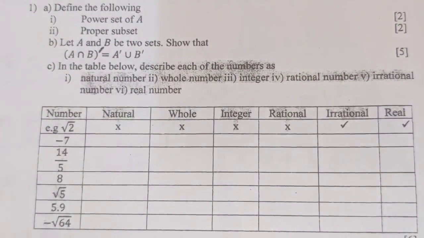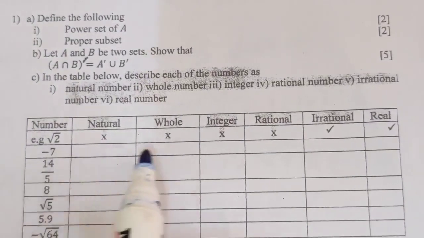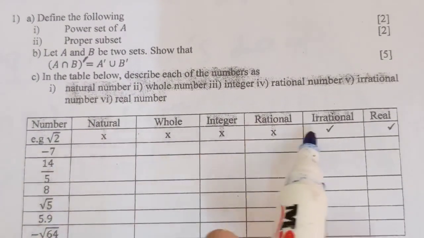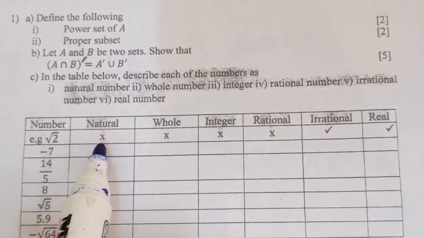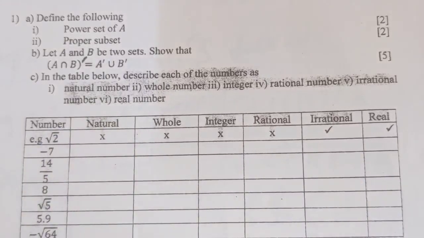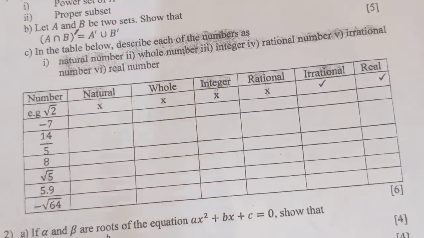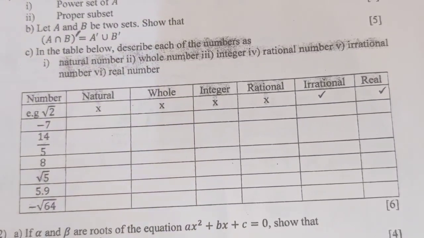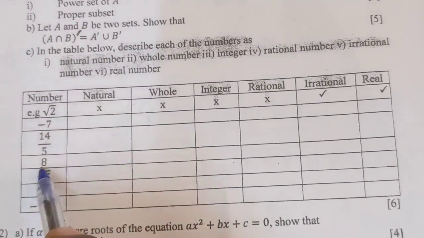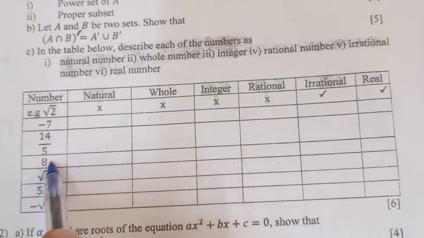So you are supposed to mark what natural numbers are. Like here, the way they marked, these are not natural numbers, that's why there is an X there. So natural numbers are counting numbers from 1 going up: 1, 2, 3, 4, 5, 6, 7, 8, 9, 10, 11, 12, just like that. Here, if you can see, this one is a natural number.